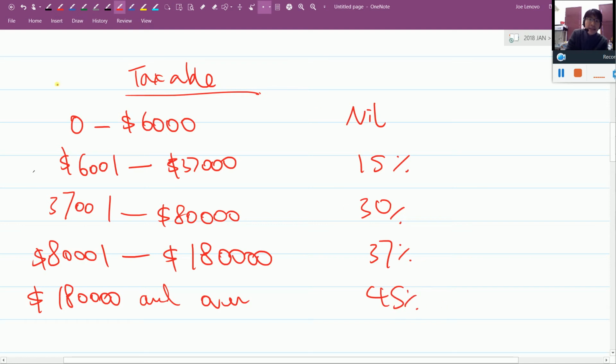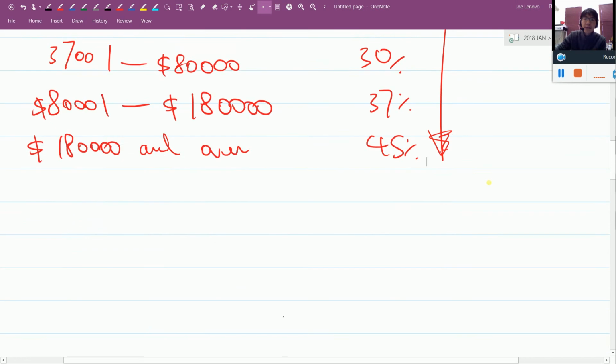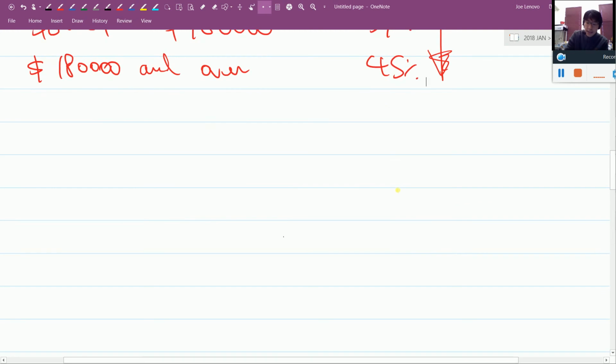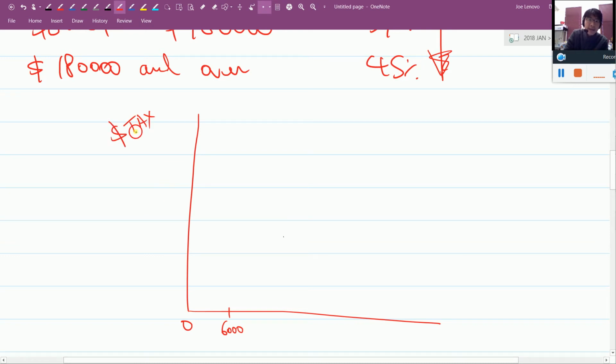So as you can see, the tax percentage increases over time. If we project the graph, what we would be able to see is a line to begin with from $0 to $6,000. It's basically zero, so you don't need to pay tax. Let's say this is the amount of tax you're going to pay, and this is your income. For $6,000, you pay nothing, which is zero, right there, flat.